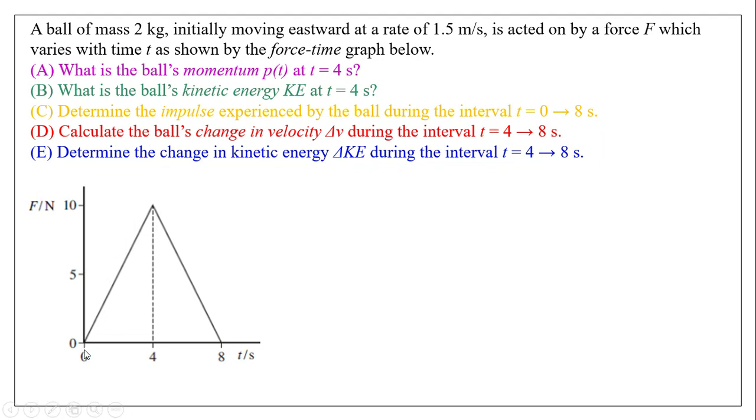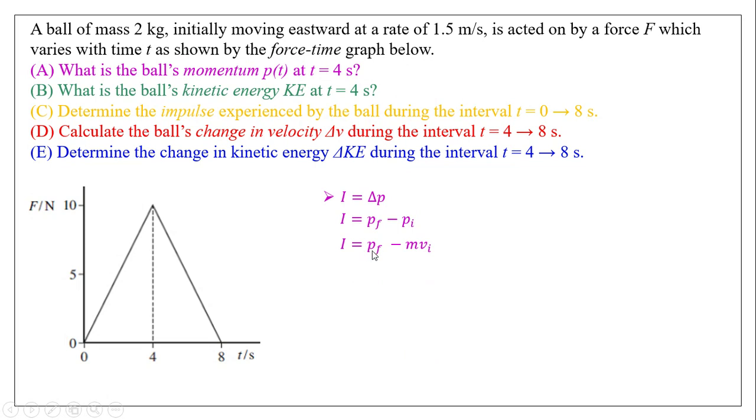So the graph starts at 0 seconds, and then it goes to 4, and then from 4 it goes to 8. So here, in order to find the momentum at 4 seconds, I think the easiest way to do this one would simply be just to set up impulse. Impulse by definition is equal to change in momentum. I can break up delta P into PF minus PI, and here I can break up PI into MVI.